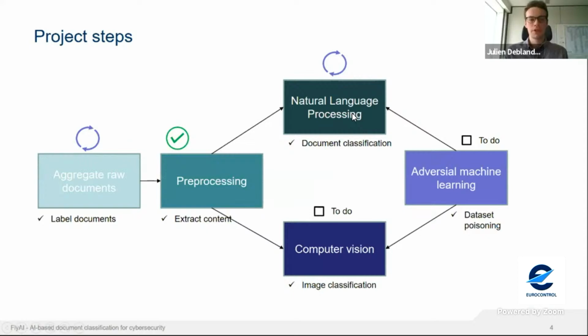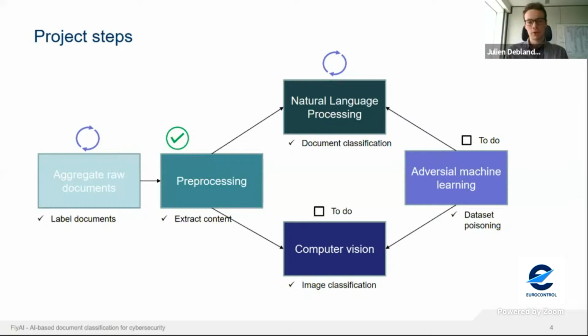So the first thing I would like to show you is what we did on this project and what we plan to do in the future. So for now, we have aggregated all the documents and we have also labeled them. This is marked as an iterative process because we are constantly looking for new documents to label to further improve our algorithm. We have been doing the pre-processing step where we basically extract the content from our documents.